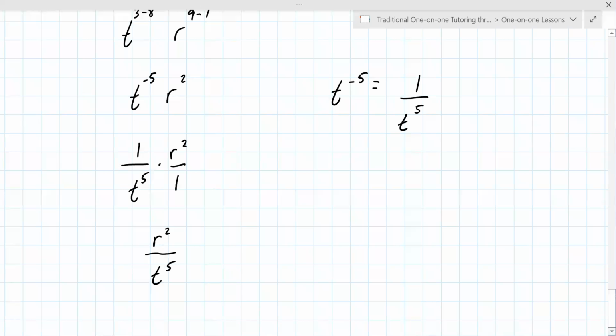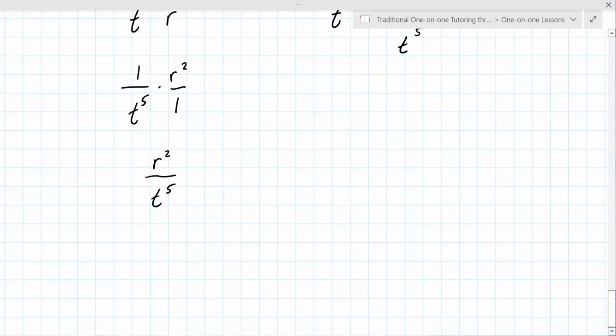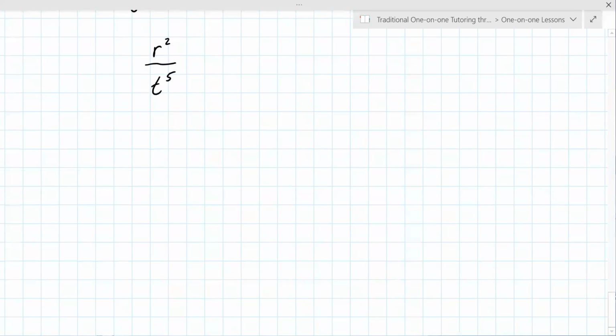Okay. So let me have you try one here. See where you're at. Let's say it's x to the 5th over x cubed, y squared over y, z over z to the 4th. I'd like you to try simplifying this one. And if you have questions, please ask.